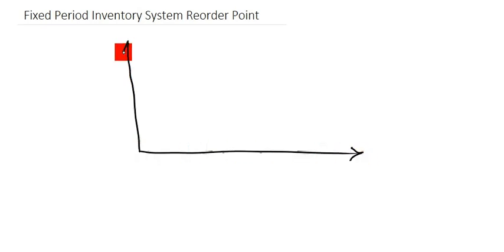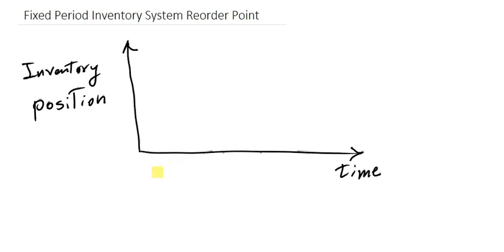This is how a fixed period system works. If you show the inventory level on the y-axis and time on the x-axis, orders happen on a specific time interval. So let's say T0 is here, the next time that you can put your order is a fixed distance from T0. Basically, the agreement between you and your supplier is that you cannot put orders except in intervals of T, let's say every month or every 15 days.